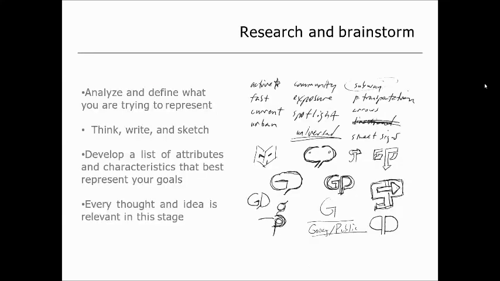So when you say research and brainstorm, of course, you must analyze and define what you're trying to represent. Think, write, and of course, sketch. Develop a list of attributes and characteristics that best represents your goal for the company. Every thought and idea is relevant in this stage. So there's no, for example, "I will reject this idea," or "I think your idea is bland." All ideas matter in research and brainstorm.